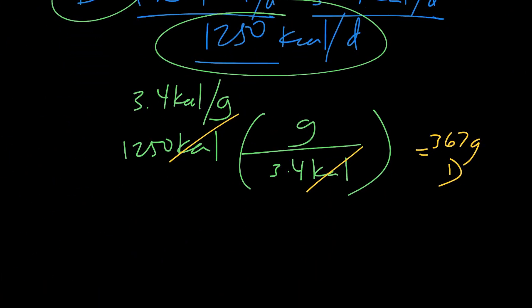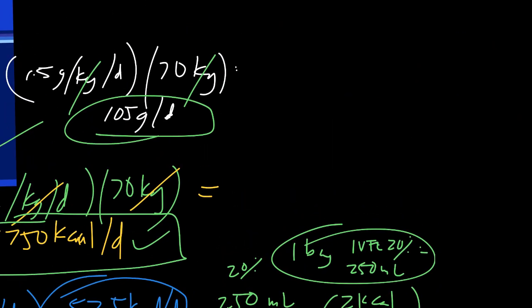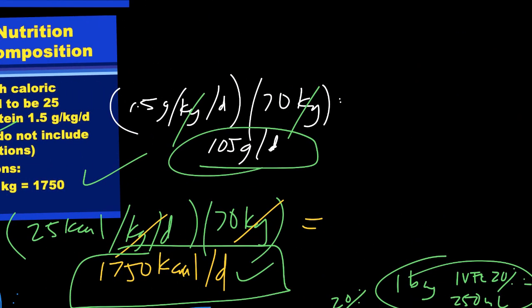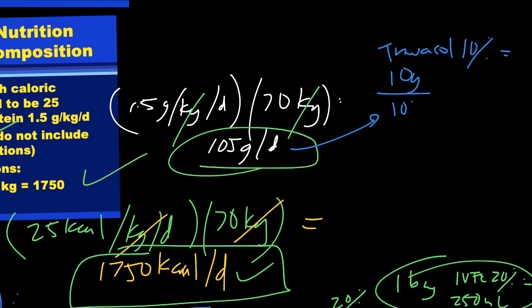So how many milliliters of protein do you need? We know we need 105 grams per day of protein. Travasol 10% is your amino acid solution. That's 10 grams per 100 milliliters. You have 105 grams of protein. Solve for X. X gives you 1050 milliliters.